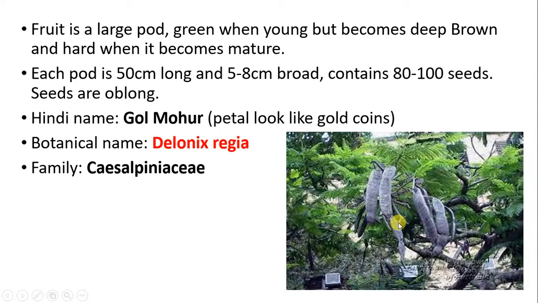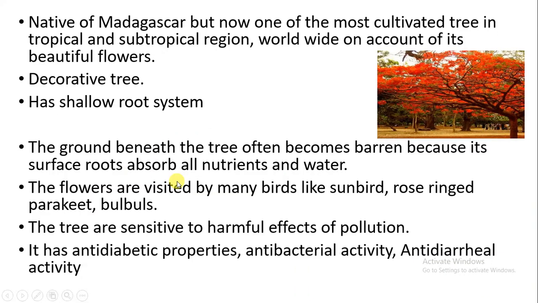Hindi name is Gul Mohar. Gul Mohar means look like gold coins. Botanical name is Delonix regia, and the family it belongs to is Caesalpiniaceae. It is native to Madagascar, but now one of the most cultivated trees in tropical and subtropical regions. It is famous worldwide on account of its beautiful flowers.